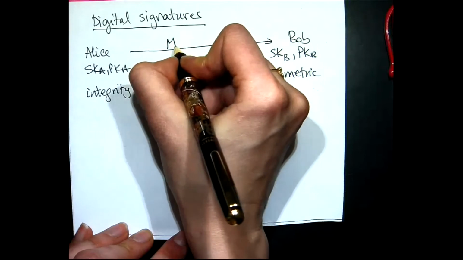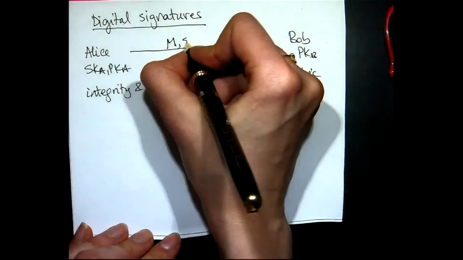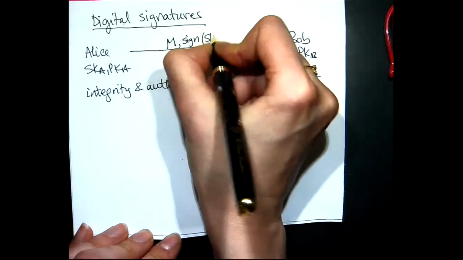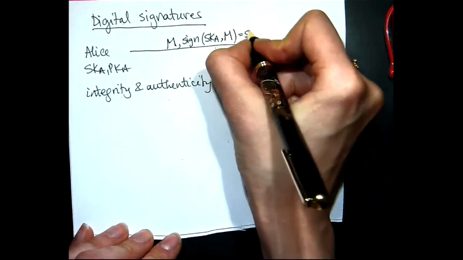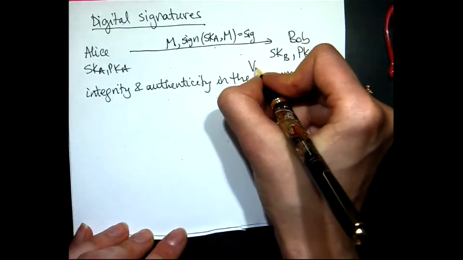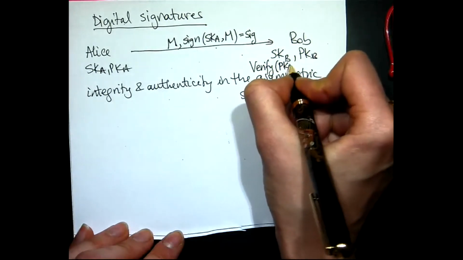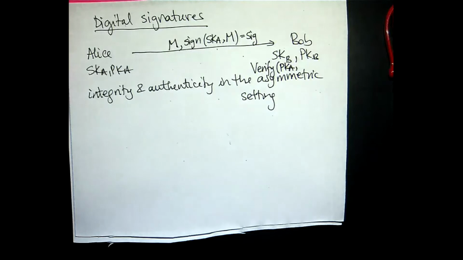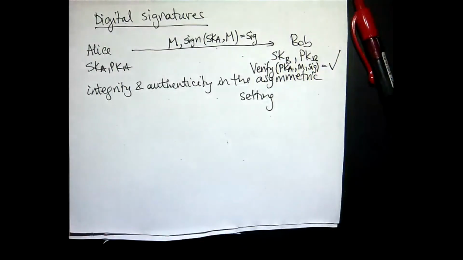So if Alice wants to send this message M, she can also sign it with her secret key to produce a signature SIG. And Bob can verify using Alice's public key. So all you need to verify that the message comes from someone is their public key, this message and the signature, and he's going to get yes or no. Okay?